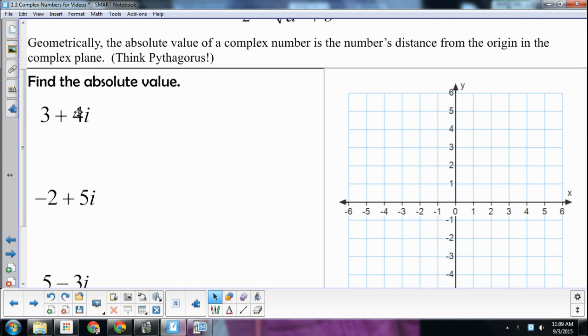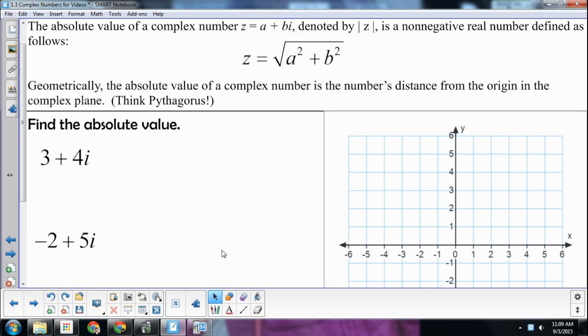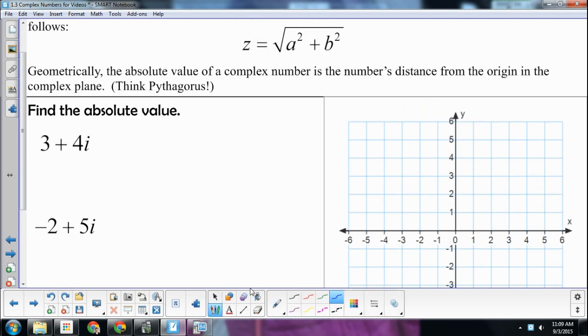So if I want to find the absolute value of 3 plus 4i, an imaginary number, there's a couple of ways that I could think about this. One way is to use a little bit of geometry, and I think of my friend Pythagoras. 3 plus 4i on the complex plane, this being the real axis and the imaginary axis, would exist right here, 3 to the right and 4 up. So there's the number 3 plus 4i. Now, one way that I could figure this out is geometrically. How far is that point from the origin?